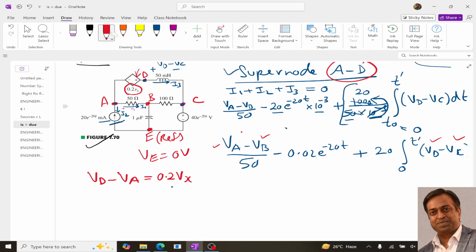Now what is Vx? Now Vx is VA minus VB. Why VA minus VB? Why not VB minus VA? Because again the plus terminal is near to A, so Vx is equal to VA minus VB.